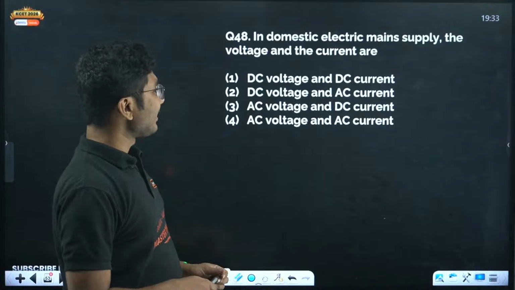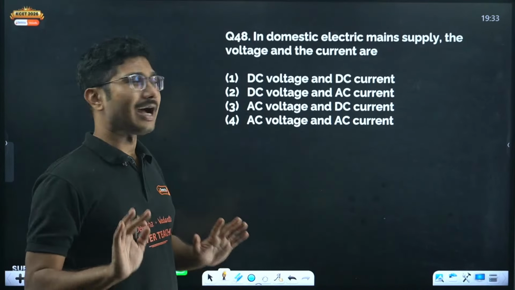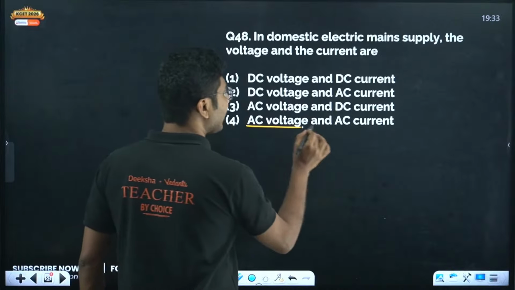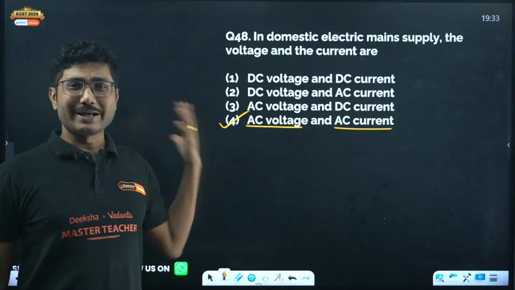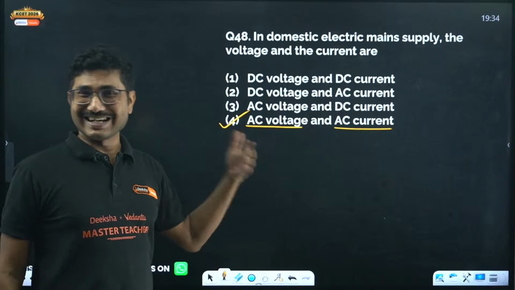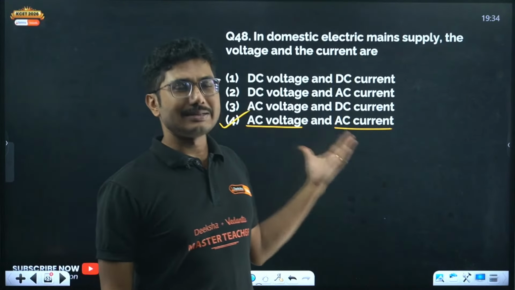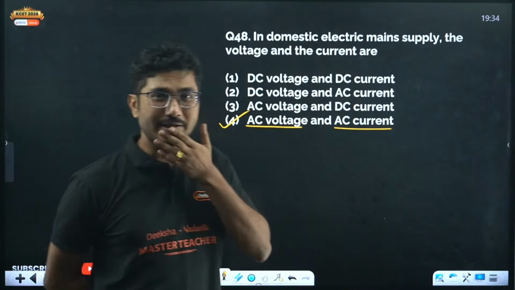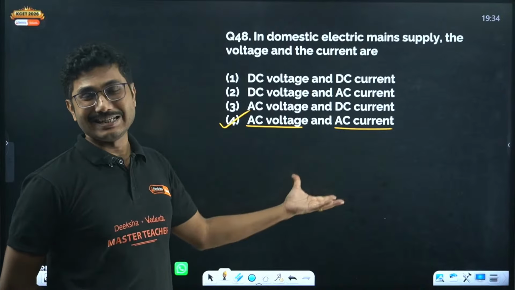In domestic electric supply, both voltage and current are AC. Many students answered voltage is AC, current is DC. Wrong. AC voltage with DC current is not possible. Either everything has to be AC or everything has to be DC. Now DC is not in use; everything is AC in our use.